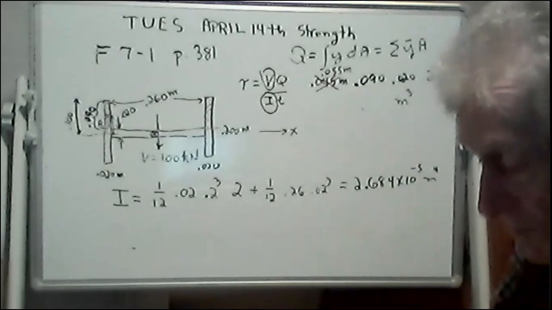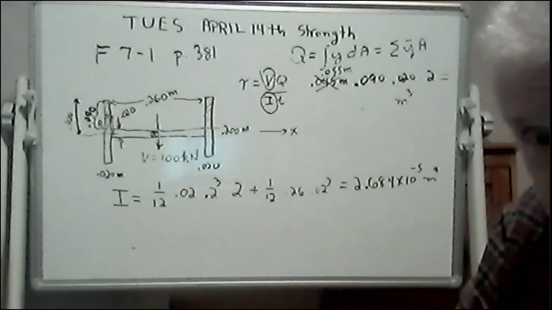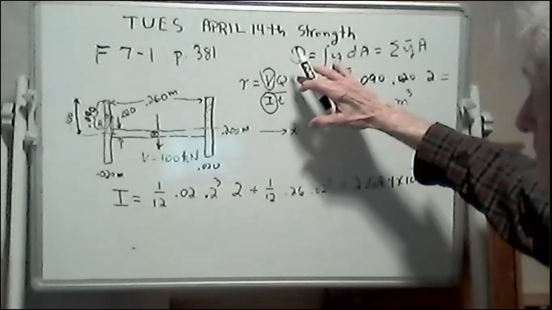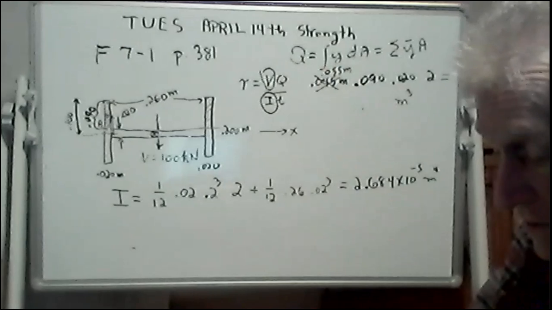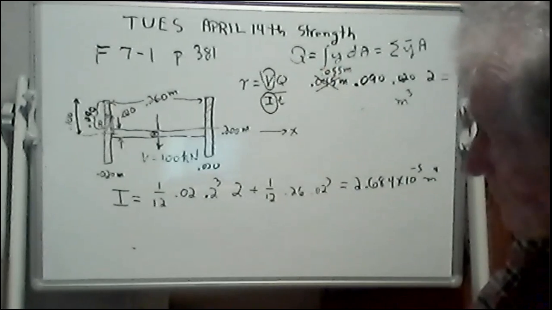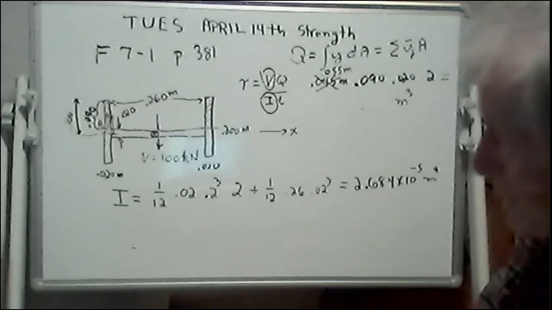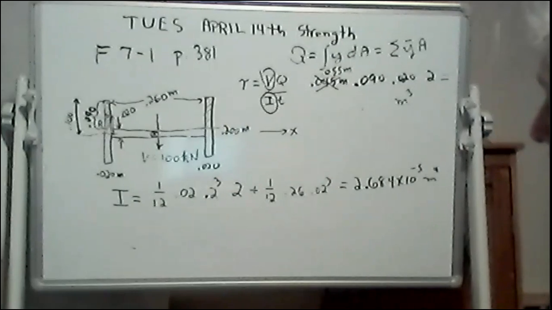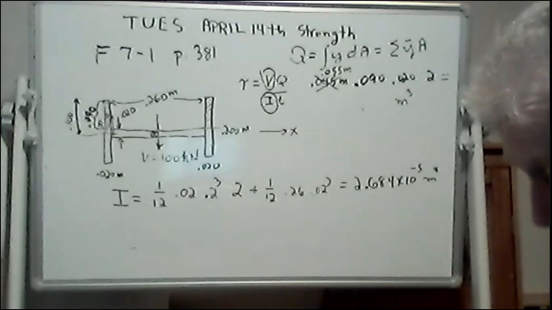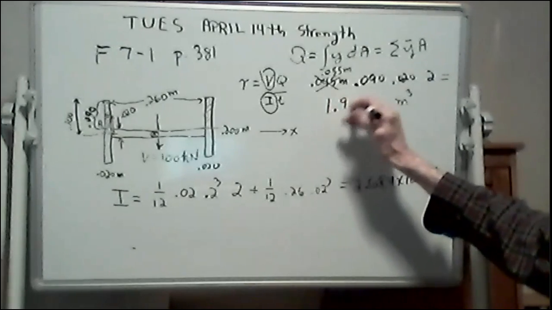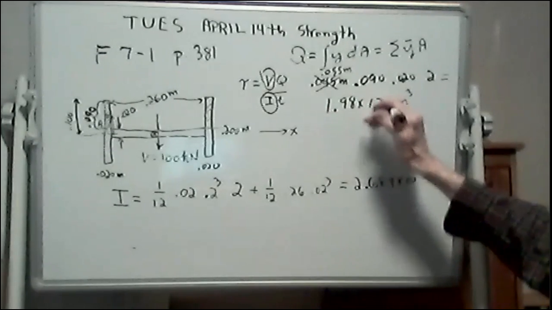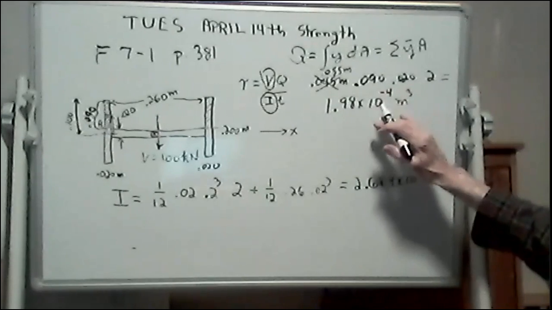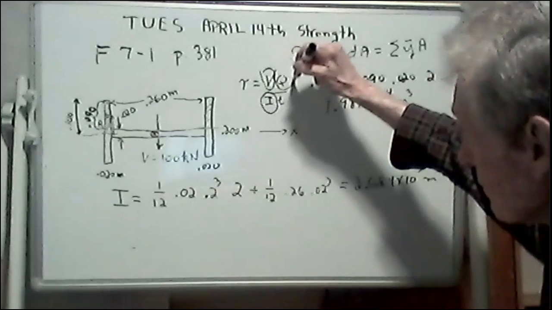This is a common mistake that students make and instructors. That distance there is the distance to the centroid of your body from the centroid of your whole beam cross section. Okay, well, here goes. 0.055 times 0.090 times 0.02 times 2. I think maybe the answer is 1.98 times 10 to the -4 meters cubed. We think we have Q, and we think we have it correctly.